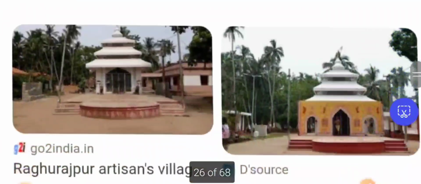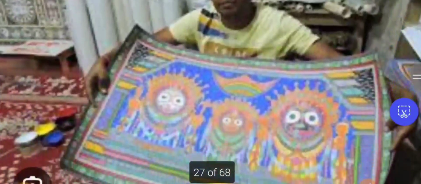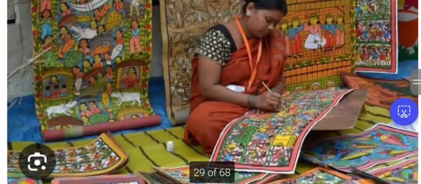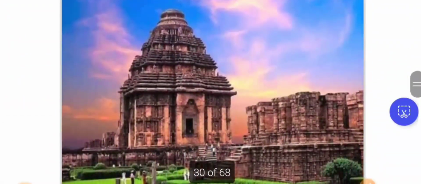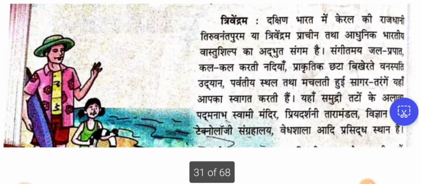So Raghurajpur is a village, an artisan village where you can see different art forms. See the art forms, how beautiful it is. So this village is famous for the artisans. This is the Konark Sun temple which is very famous. Now we are going to see about the next city, Trivandrum.